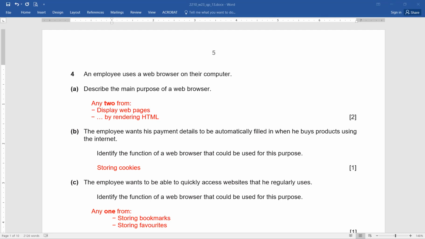The employee wants his payment details to automatically be filled in when he buys products using the internet. Identify the function of a web browser that could be used for this purpose. So now you can refer to your web browser topic, and you can see which function of a web browser is able to perform the activity of automatically filling in whenever he is buying any product. So definitely that's because of the cookies. It's because cookies hold the personal information.